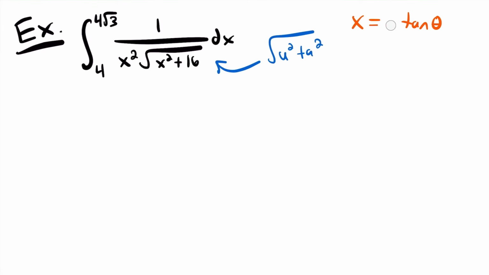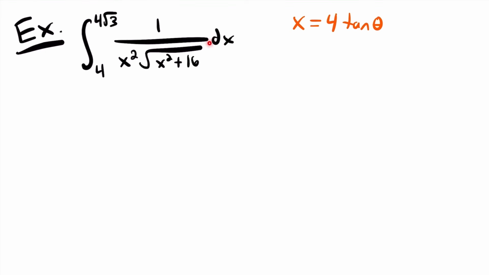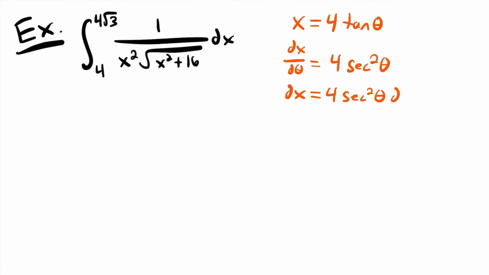So we will rewrite a to be 4. Okay? And so if we use that substitution, remember that we also need to replace dx. So we need to take the derivative of x with respect to theta. So dx d theta is equal to 4 times the derivative of tangent theta, which is secant squared theta. And then if we solve for dx by multiplying both sides by d theta, we will have that dx is equal to 4 times secant squared theta d theta.